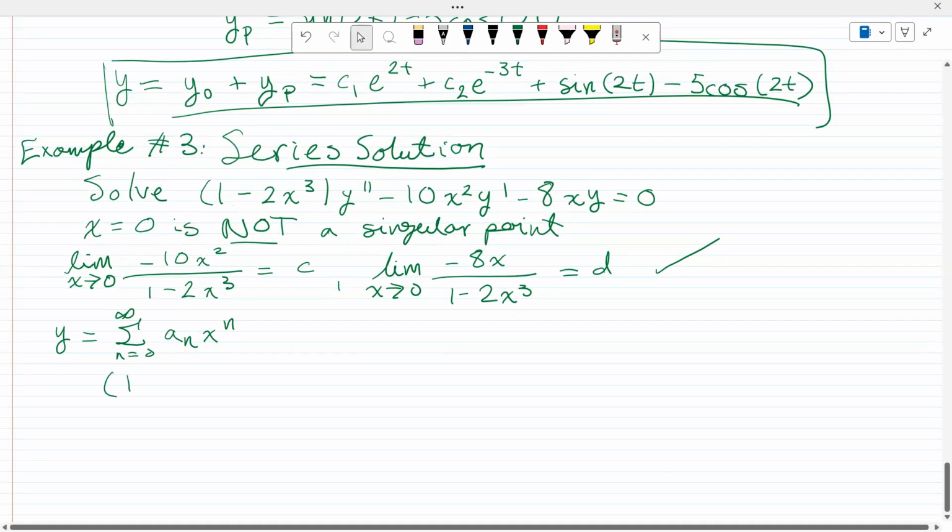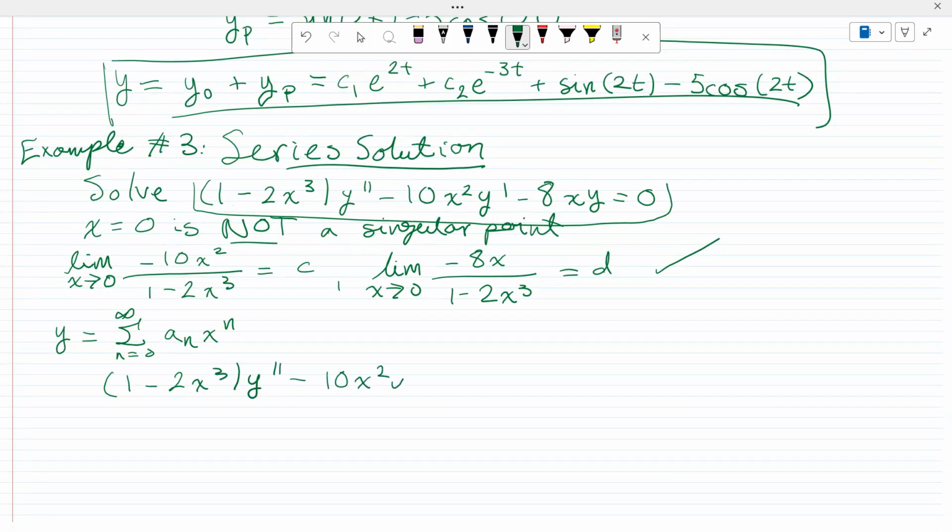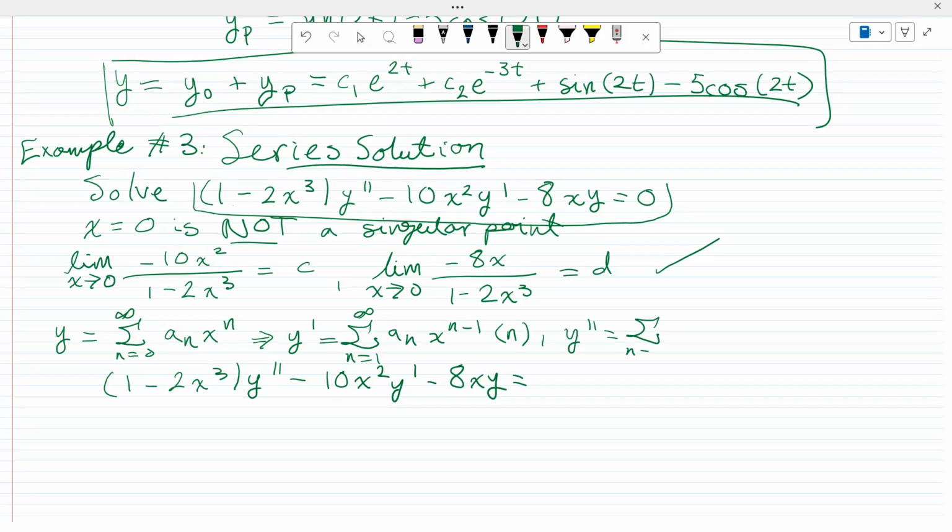So using this assumption, we can copy it back into this equation right here, 1 minus 2x cubed y double prime minus 10x squared y prime minus 8xy. This implies that y prime is equal to the series from n equals 1 to infinity of a n x to the n plus 1 times n, and that y double prime is equal to the series from n equals 2 to infinity of a n n times n minus 1 times x to the n minus 2. Okay, so we can incorporate all of these back over here.